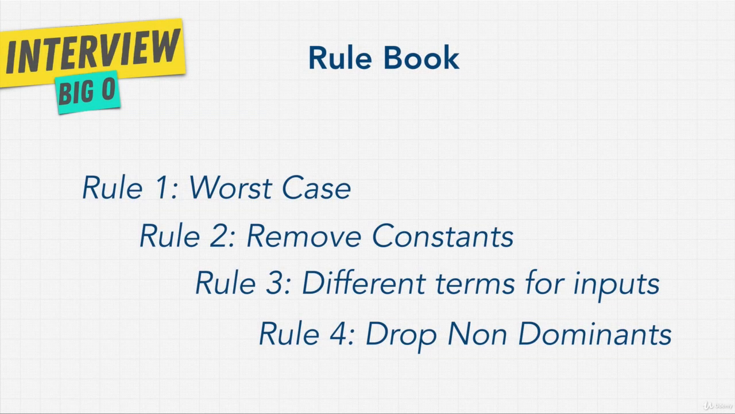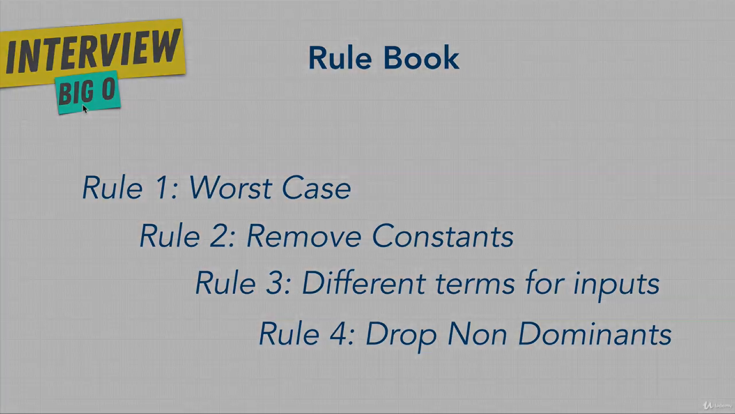Welcome back. Let's talk about the very first rule when it comes to big O. That is, worst case. When calculating big O, we always think about the worst case. What do I mean by that? Well, if we go back to the Finding Nemo example.